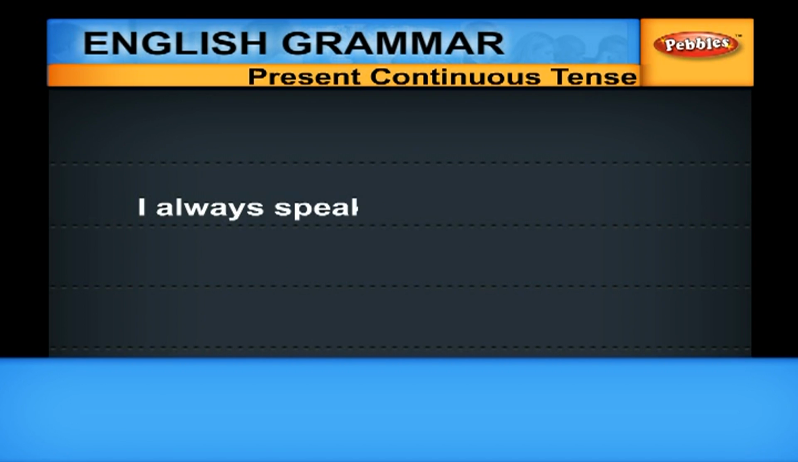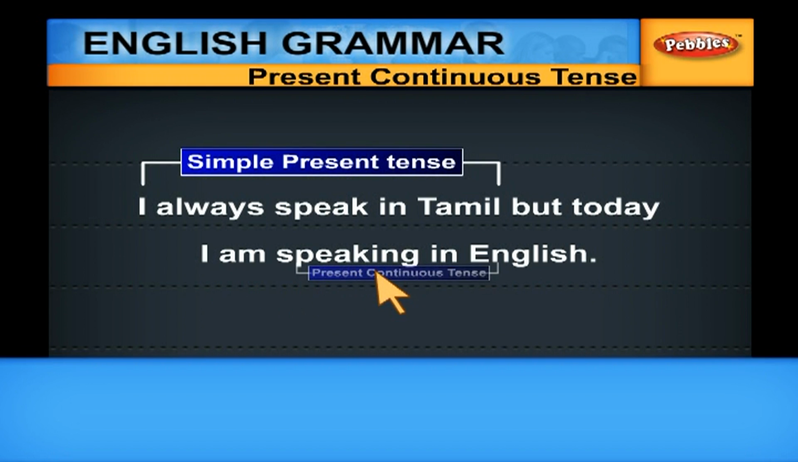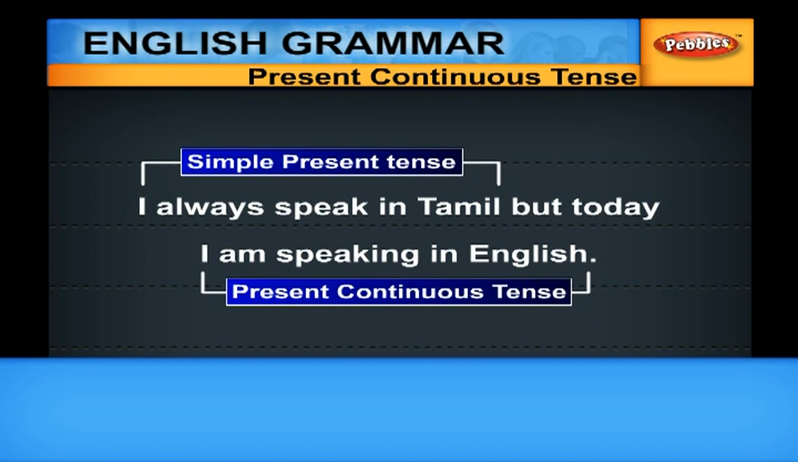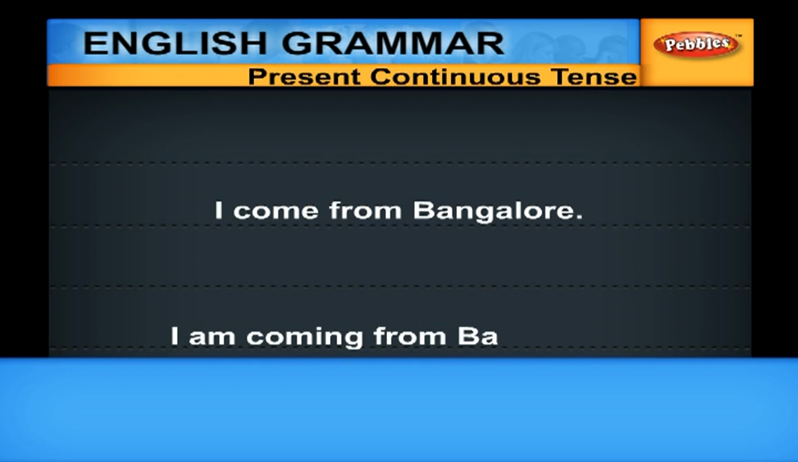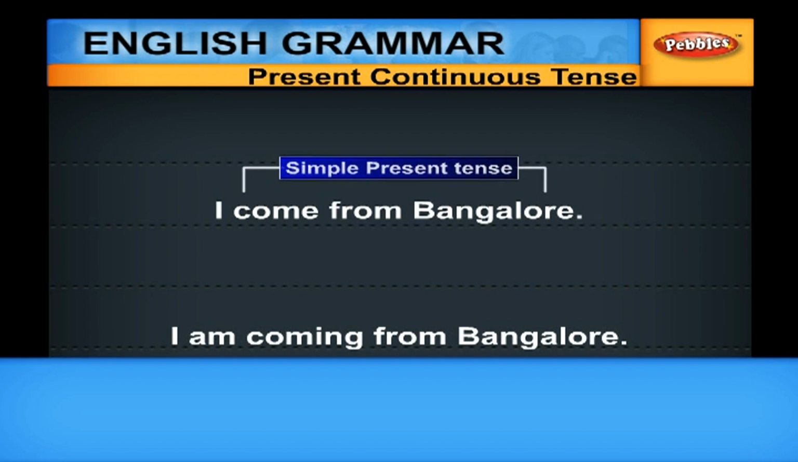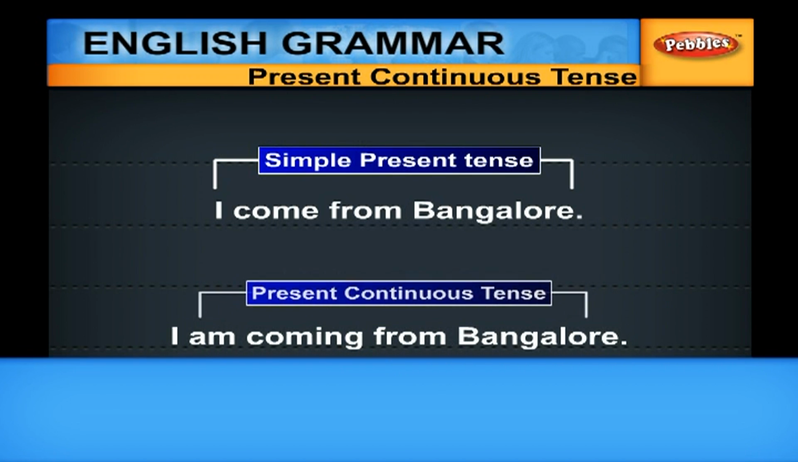I always speak in Tamil, but today I am speaking in English. The first one refers to a habitual action, but the second one refers to a continuous action. What is the difference between I come from Bangalore and I am coming from Bangalore? The first one is in the simple aspect. The second one is in the continuous aspect.